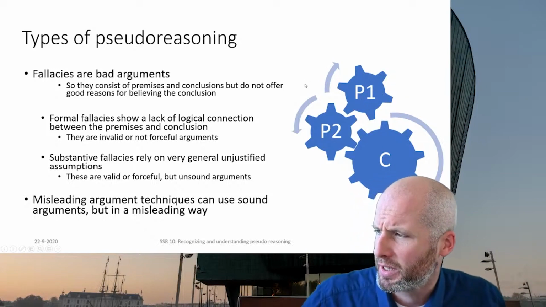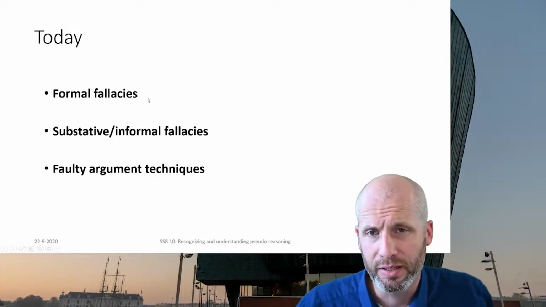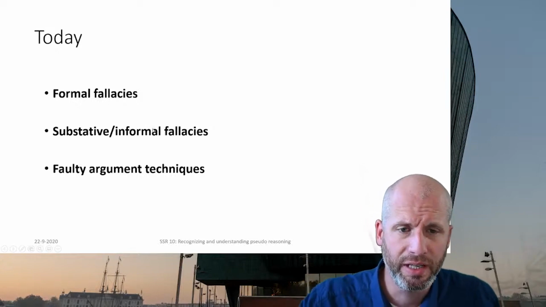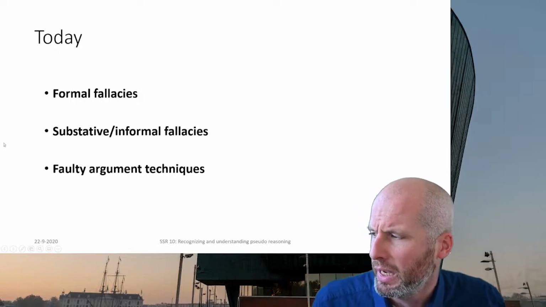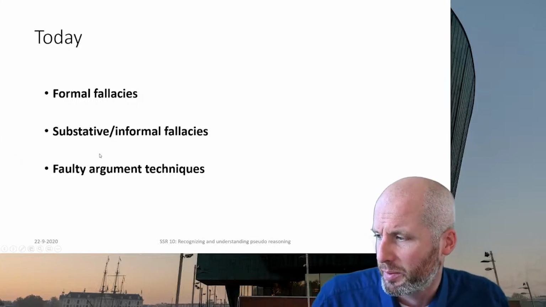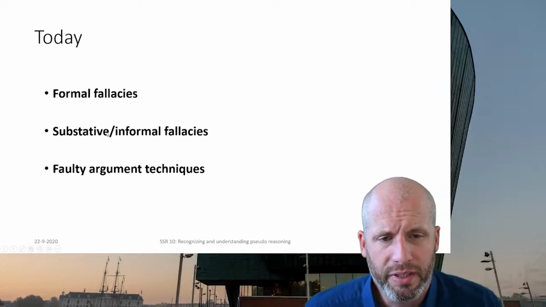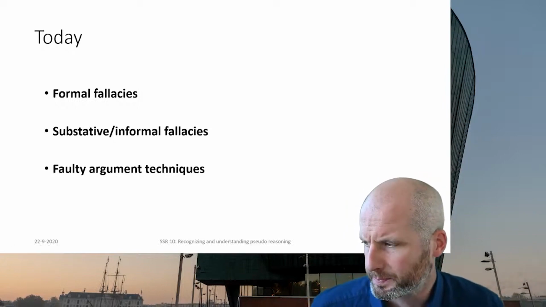All right, so remember there's three categories that we're going to talk about. One is formal fallacy, lack of connection between premises and conclusion. Second is substantive fallacy. There is a connection, but it relies on an unjustified but general assumption. And faulty argument techniques that might be inductively or deductively sound arguments, but are presented in a misleading way or to mislead you during a debate, for example.